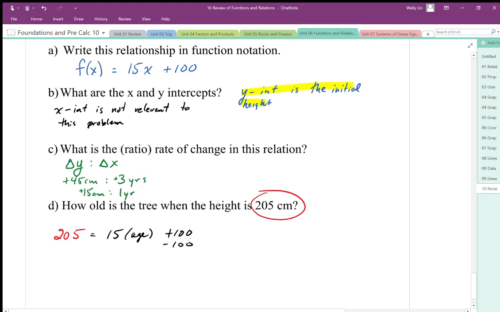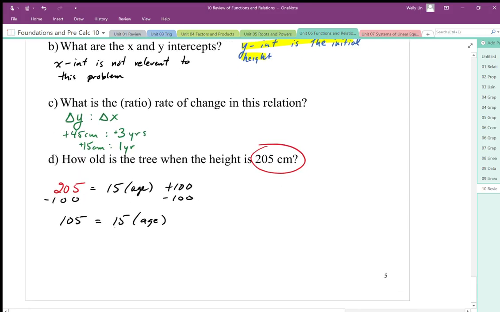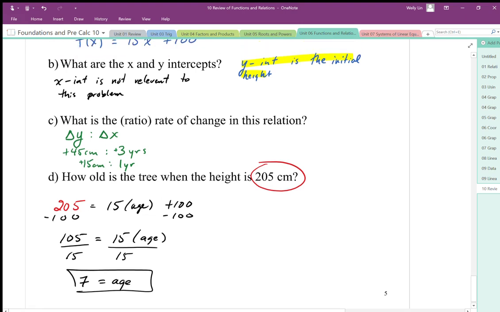So subtract 100 from both sides. So I knew it grew 105 centimeters in 15 years. So if I want to know the age, I need to get rid of the 15 centimeters per year. So I need to undo the times. 105 divided by 15 gives us 7 years. Okay, so the age of the tree then must be 7 years to get up to 205 centimeters.